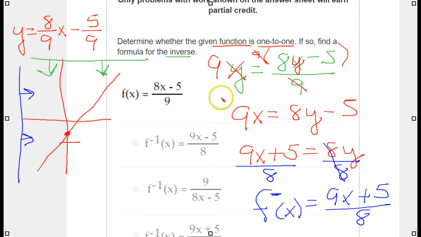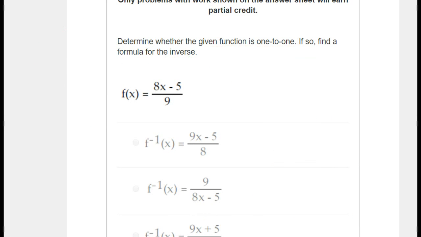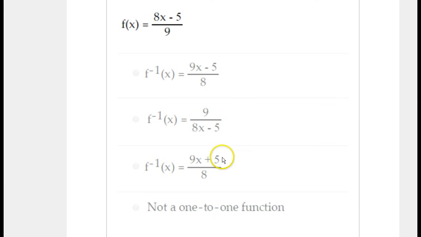I think since this is now bigger, we missed it. The answer is going to be right down there. F inverse, I'm going to put the 1 there, of x is 9x plus 5 over 8. Okay. And that was the work. And that was the answer right there.